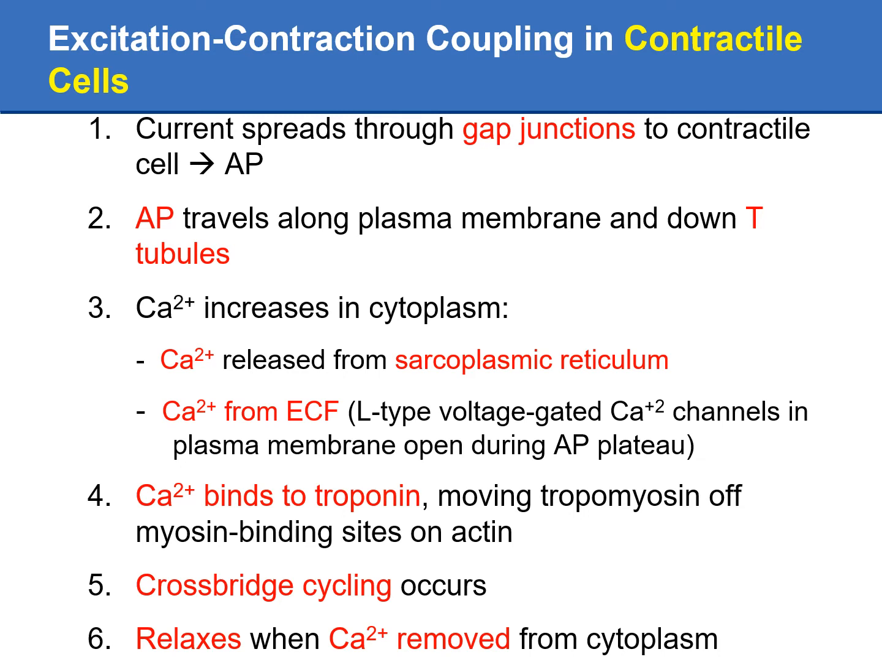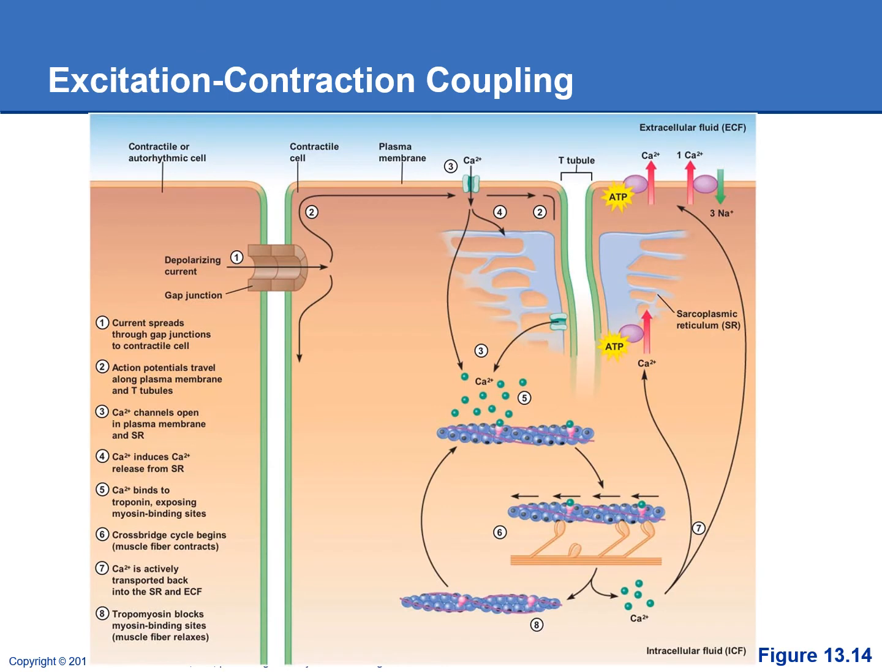So excitation and contraction coupling in these contractile cells that are going to contract and pump the blood. Let's just take a look at a picture. So the action potentials will come through the gap junctions. Some of the sodium and calcium ions will flow through, and then that'll trigger an action potential to start in the next contractile cell. And the action potentials will travel down the T-tubules in the contractile cells.